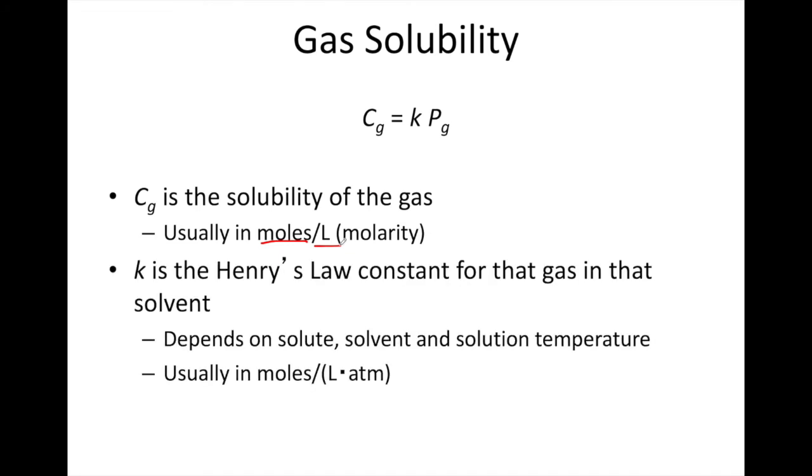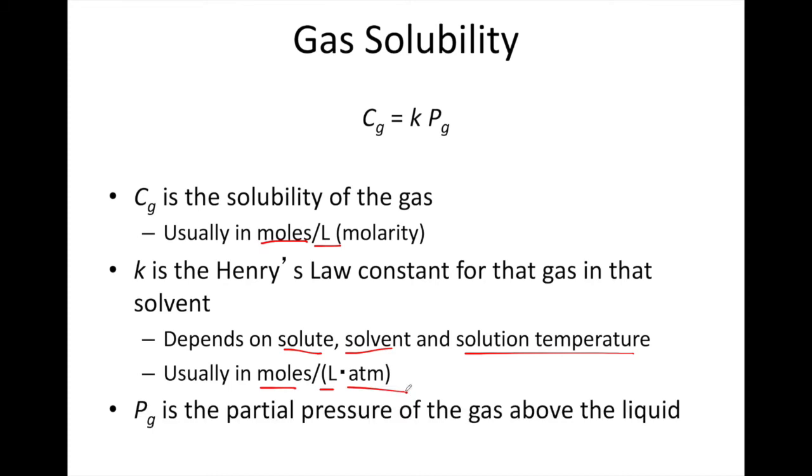K is Henry's constant, and it's specific for a particular gas in a particular solvent. So K, our Henry's law constant, depends on the solute, so what gas we're talking about, the solvent, whether it's water or some other solvent, and the temperature of the solution. If we change any of these, our Henry's law constant for that substance would change as well. You can see the units here, moles per liter times atmospheres. And P sub G is the partial pressure of the gas above the liquid.